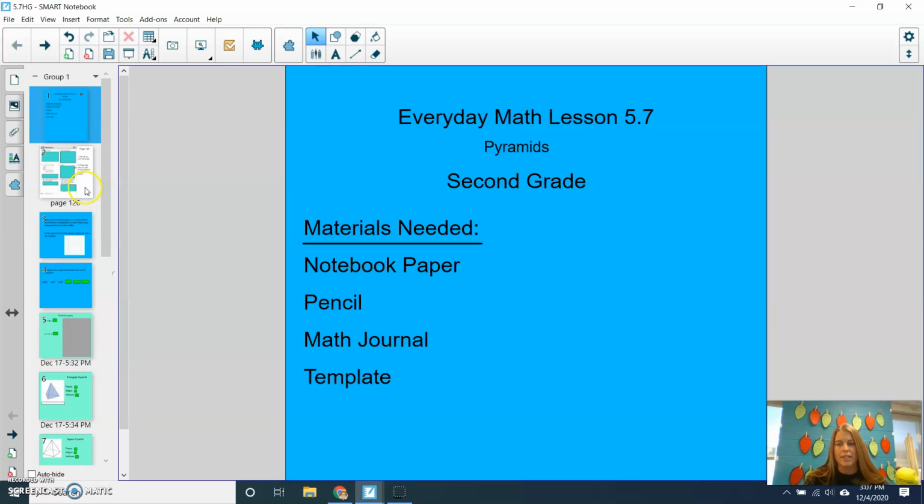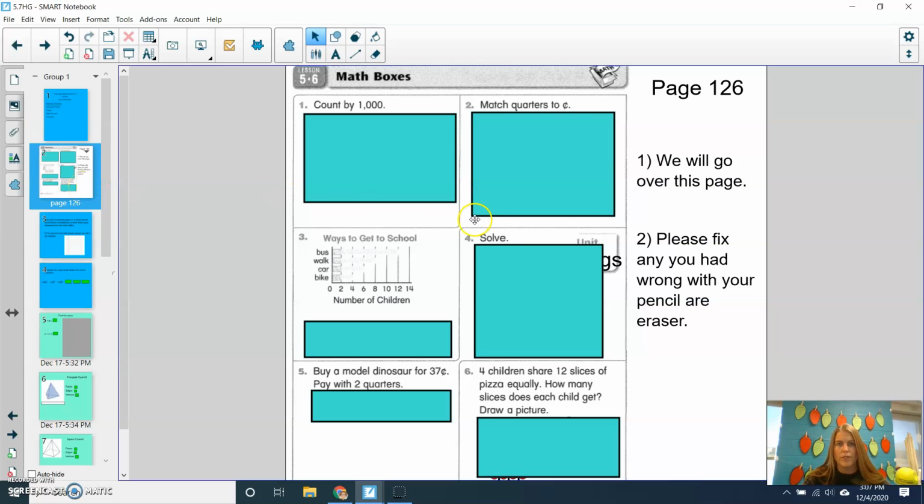Let's get started. The first thing that we're going to do is go over our math box page from the previous lesson. So if you can open up your math journal to page 126. If you're noticing that you have any mistakes, please fix those with your pencil and eraser.